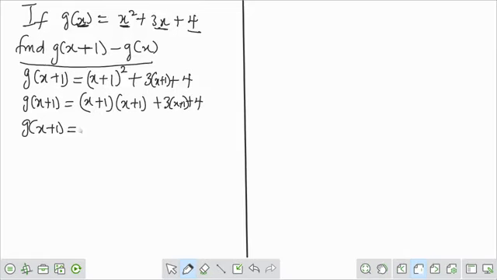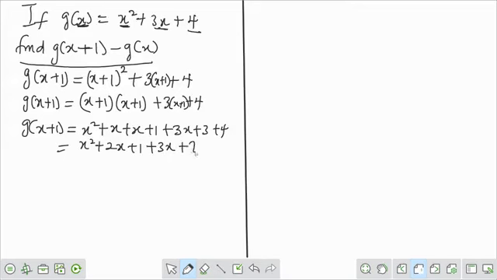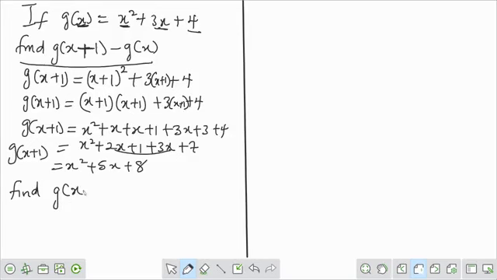X times x, so don't forget x squared plus x plus 1 plus 3x plus 3 plus 4. So we now have what? X squared plus 2x plus 1 plus 3x plus 7. So g of x plus 1 is equal to x squared plus 5x plus 8. So we are through with that. But they said we should find g of x plus 1 minus g of x. So that's just it.